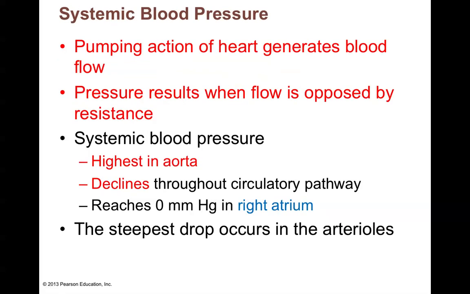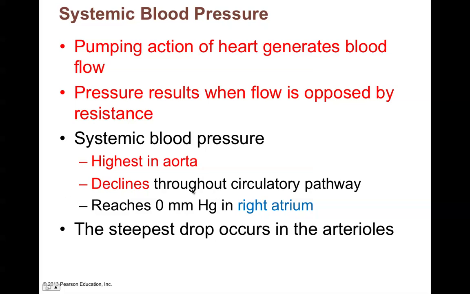So now, what is blood pressure? Systemic blood pressure was when we were measuring it out in the body. The pumping action of the heart generates the blood flow. So pressure results when flow is opposed by resistance. Systemic blood pressure is highest in the aorta, and that's where blood is going to be pumped out from the left ventricle out to the body.